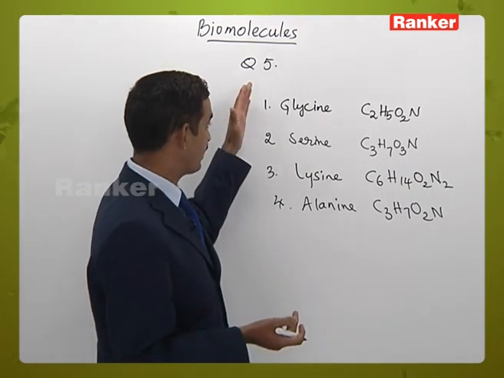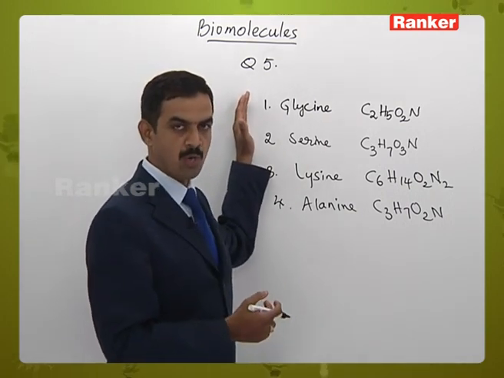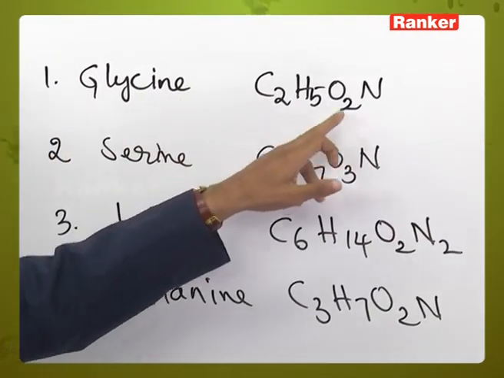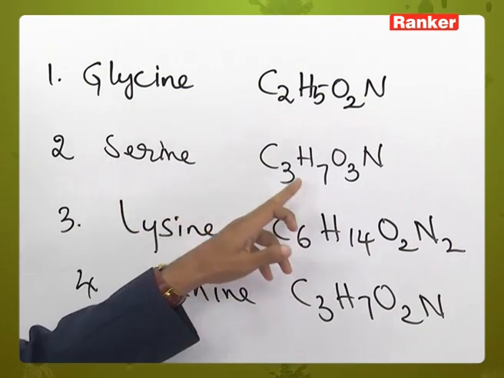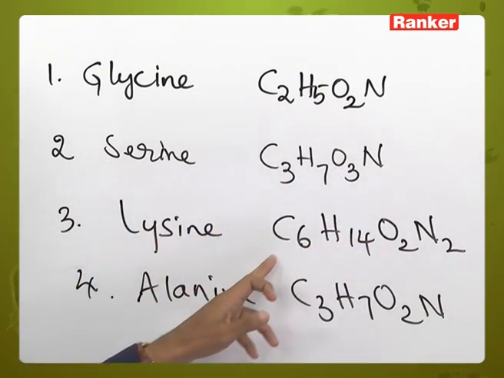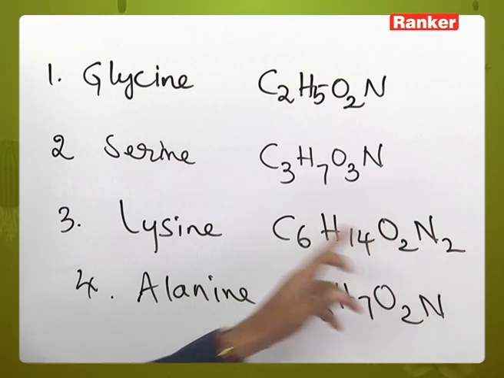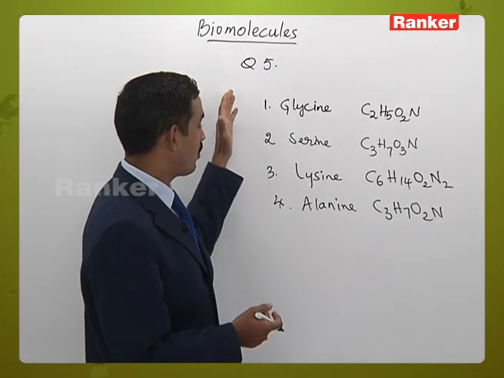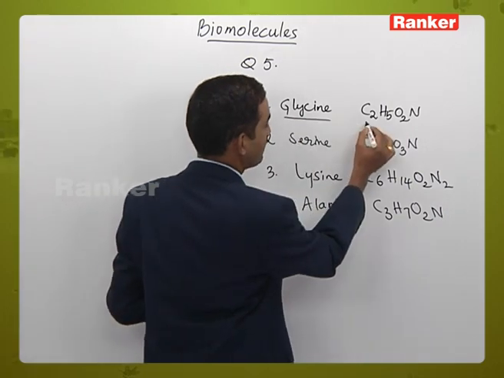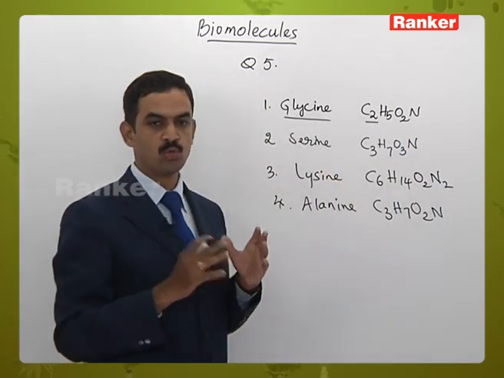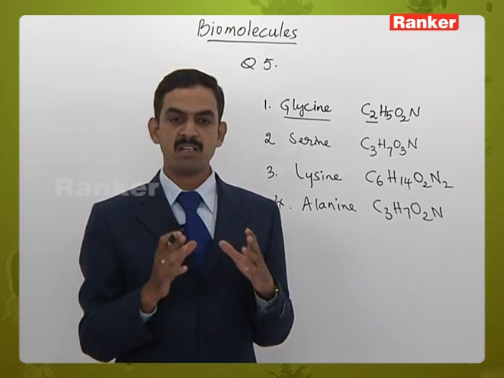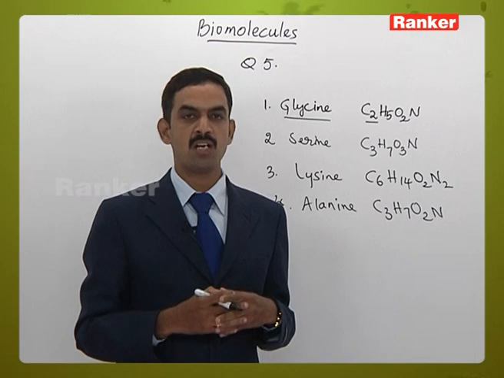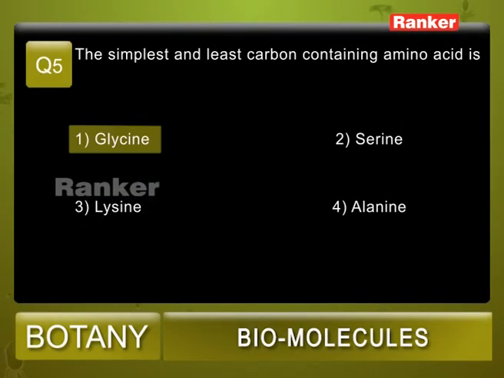So here these are the 4 compounds that have been given in the 4 options, and these are the molecular formulas: glycine C2H5O2N, serine C3H7O3N, lysine C6H14O2N2, and alanine C3H7O2N. And out of these 4, glycine is the molecule which has the least number of carbons, that is 2 carbons, and also the simplest molecular structure. So question number 5, the correct answer is 1.